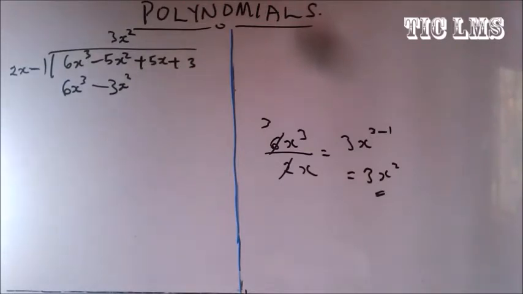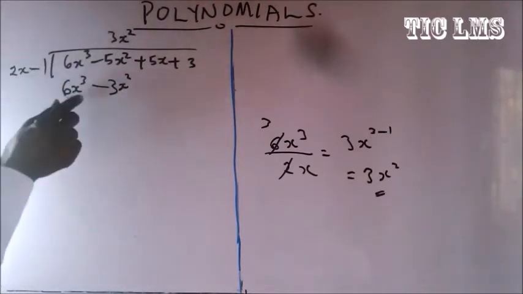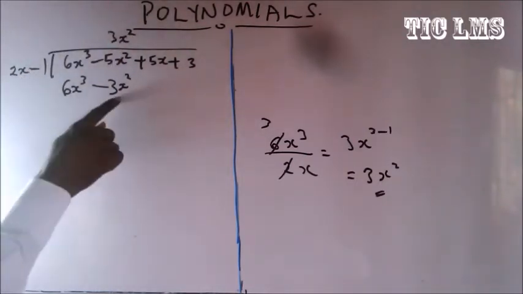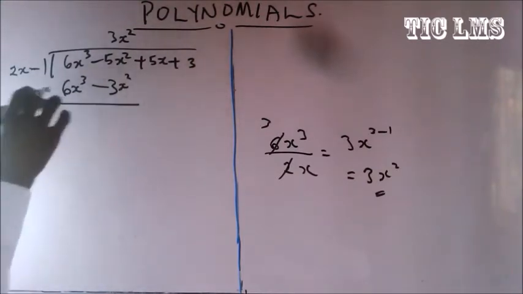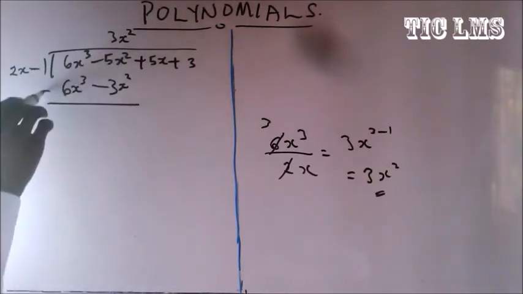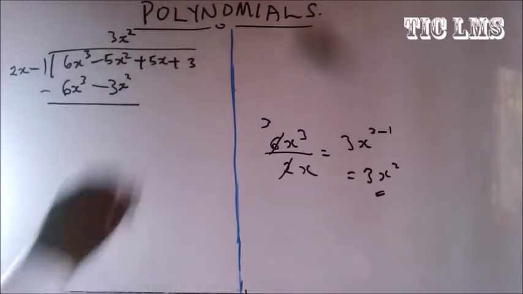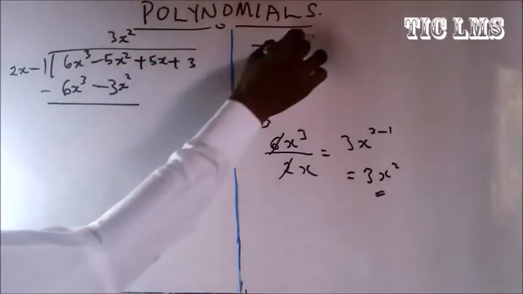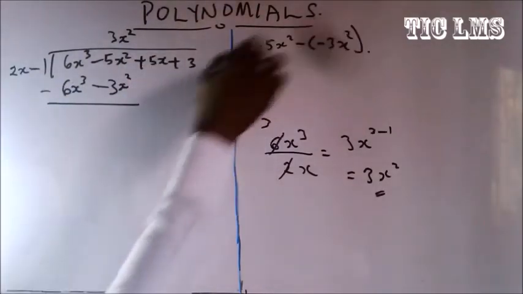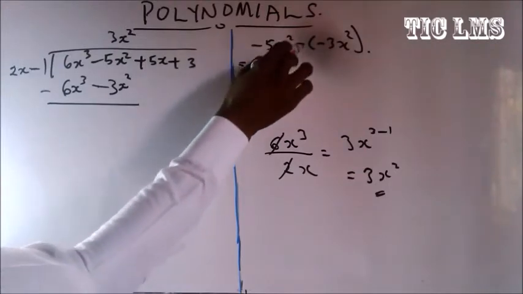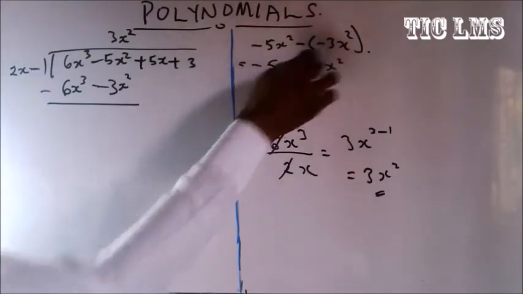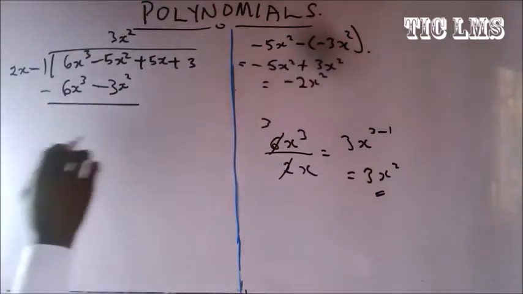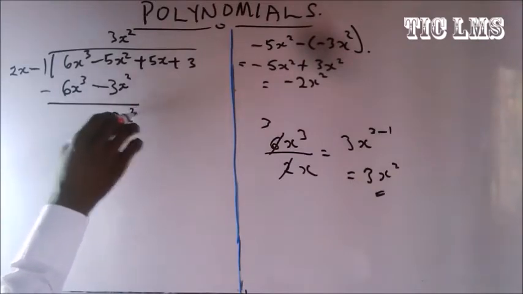So what we've done is to use the 3x squared to multiply 2x. It gave this. And then use the 3x squared to multiply minus 1. That gives this. So next is you would subtract minus 5x squared minus 3x squared. So it's just like having minus 5x squared minus, which is this minus, then this minus 3x squared. That is minus 5x squared. Minus times minus gives plus 3x squared. Minus 5x squared plus 3x squared gives minus 2x squared. And so we'll record that here, minus 2x squared.